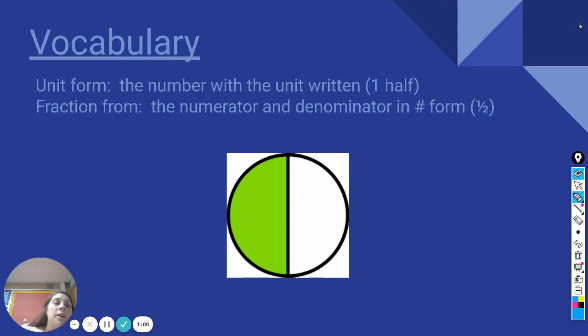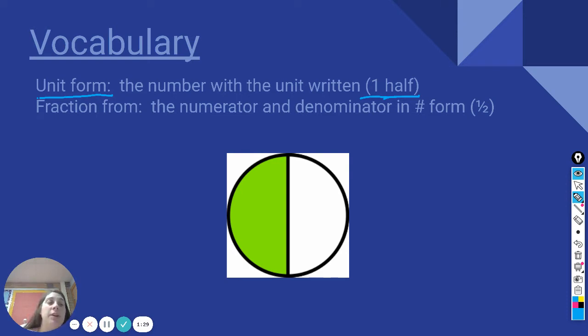The first vocabulary term is unit form. Unit form is the number with the unit written. So for example, in this picture here, we have 2 pieces. We know 2 pieces means half. One of those pieces is shaded, so we put the number 1 in front of the unit, which is half. So that's written with a number and then a word, 1 half.